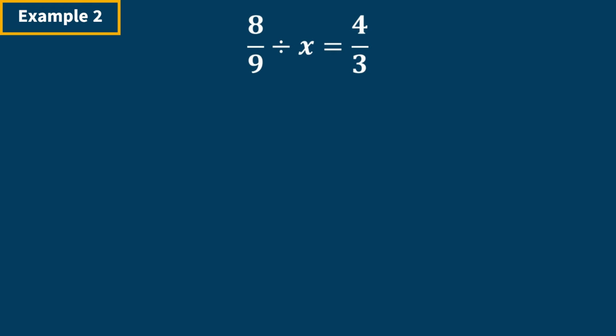Example number 2, we want to solve this problem right here. We're going to be using the same exact method as before, keep, change, flip. So the first number here, we keep it. It's going to be 8 over 9. We change the division sign into a multiplication sign, and I'm going to go ahead and use the green dot again. And then for this third number, we're going to flip it.